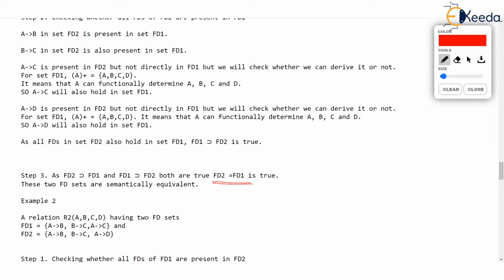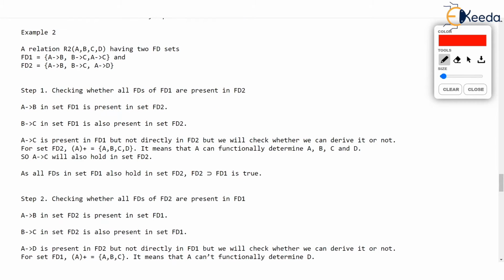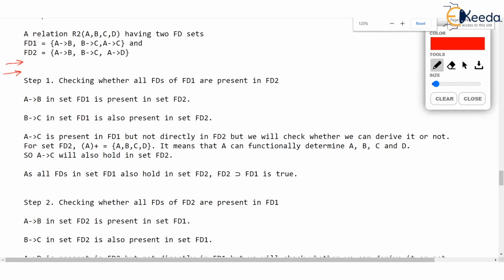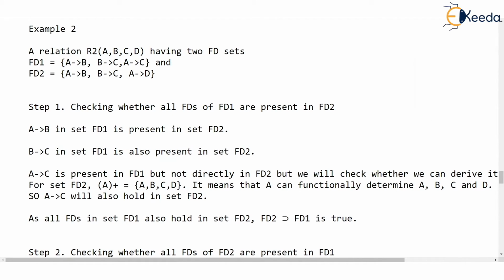We have been again given two FD sets, FD1 and FD2. I'll increase the font now. Okay, that's better. Some text might be going out of screen, but don't worry. We don't need it at the moment at least. But then you see we have been given a table R2 with four attributes A, B, C, D again. And two functional dependency sets are there and we have been asked to prove are they equivalent.